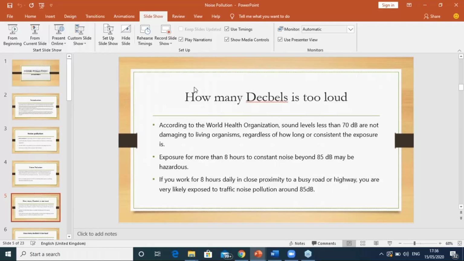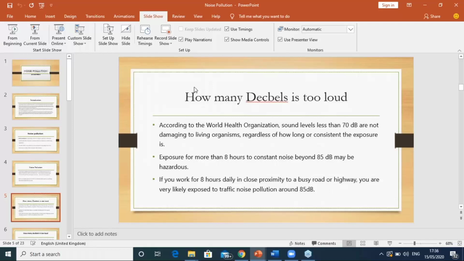I'm going to show us a table as we proceed in this class, showing the different noise levels and the number of hours you are expected to spend in that particular noise environment. Otherwise, if you spend more than that, you're exposing yourself to a lot of harm. Exposure for more than 8 hours to constant noise beyond 85 decibels may be hazardous.